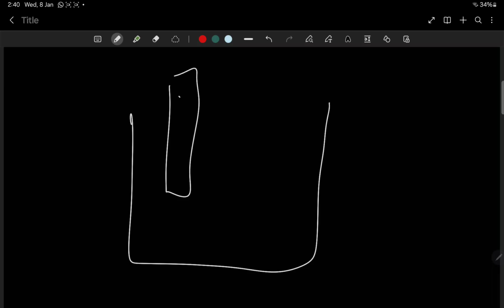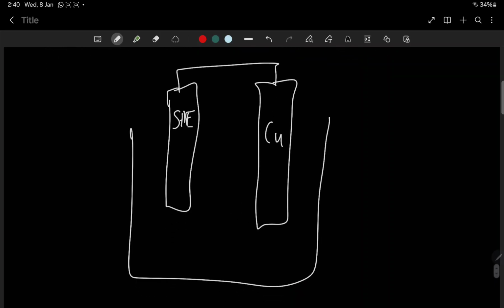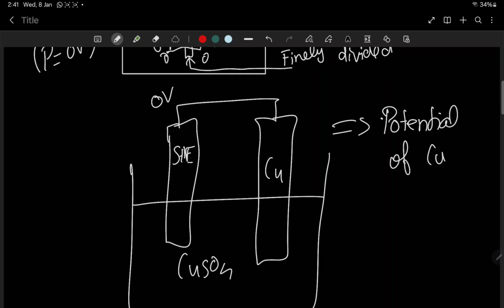Keep the standard hydrogen electrode as the anode, and keep copper as the cathode, and use a copper sulfate solution. Now we calculate the potential of the copper electrode. Here the hydrogen electrode is 0 volt. So current is really flowing from here to here, since this is some positive value.